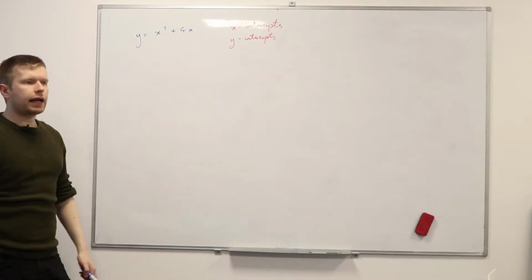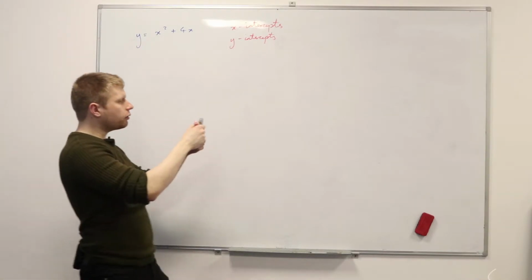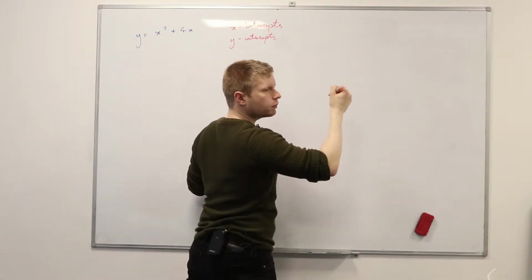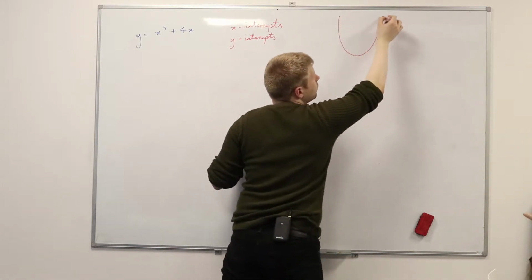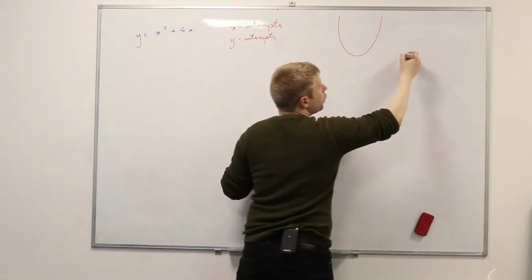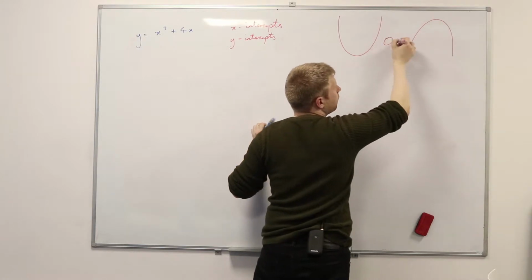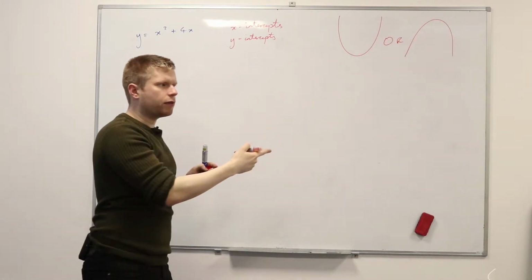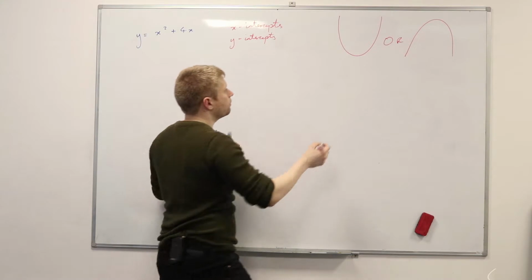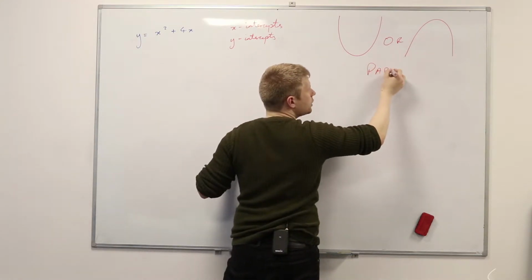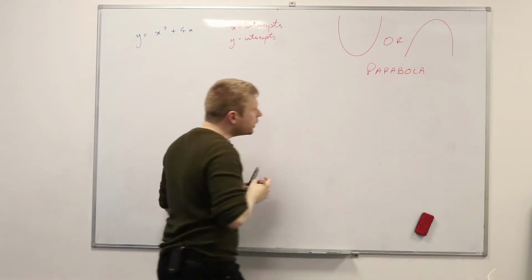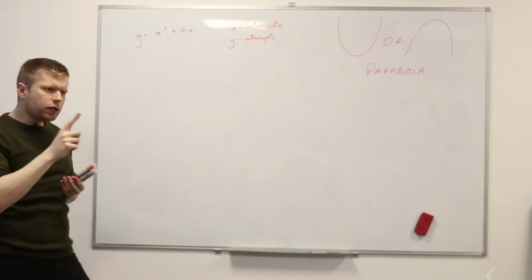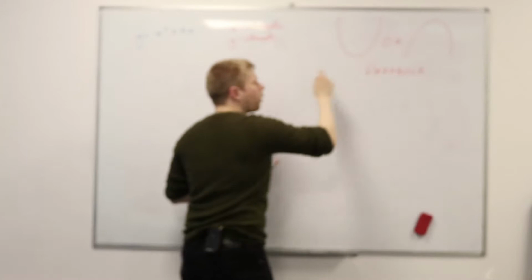This is a type of x squared graph. So what does the x squared graph look like? It will look like this. Or it could also be like that. Are you happy? Can anybody remember the name of this graph? Perfect. So we know it's a parabola. Parabola. Okay, good.